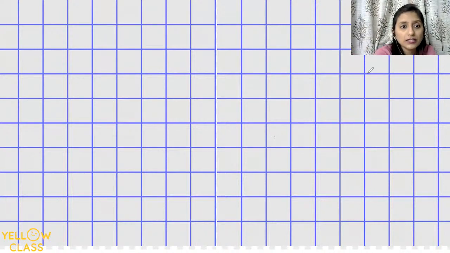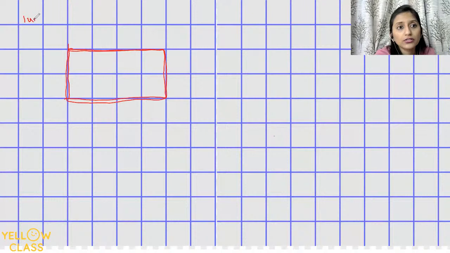See, when I am drawing a rectangle like this, this boundary is the perimeter. So what will be its perimeter? All these squares, we will assume that their length is 1 unit. So this is 1, 2, 3, 4. So this is 4 centimeters. And this is 2 centimeters, correct?